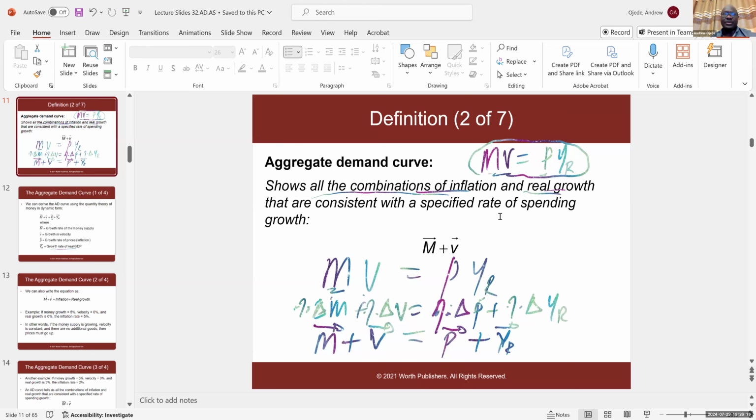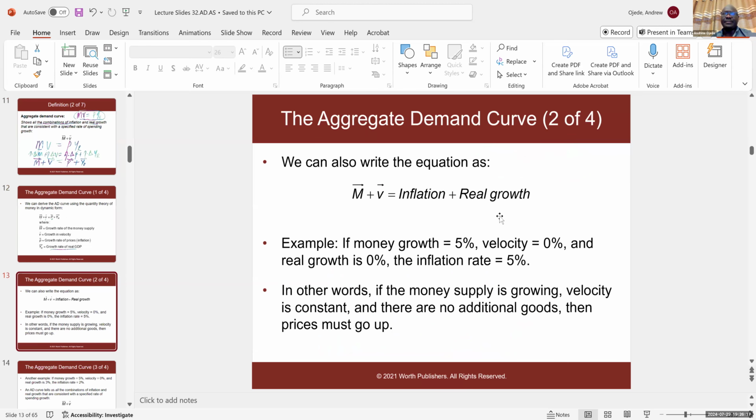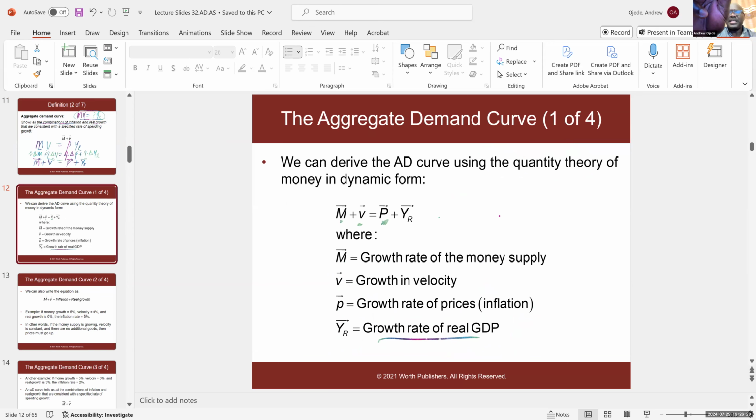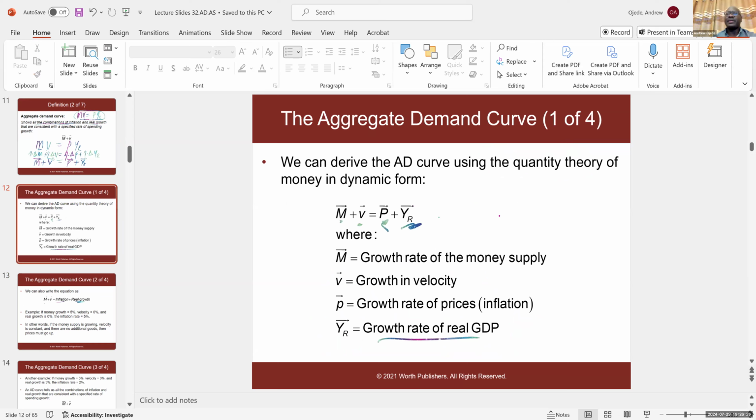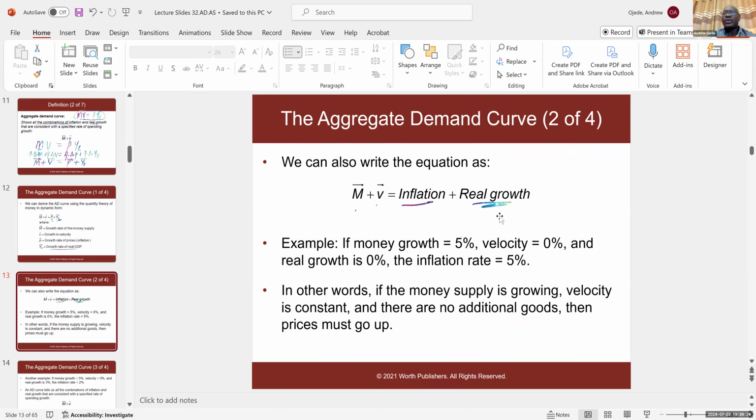So let's talk about that a little bit. We can also write the equation as follows, because P stands for the price level and its growth rate is inflation. The growth rate in M plus the growth in velocity must equal inflation plus real growth, where real growth is the growth rate in real GDP. We're just rewriting it, acknowledging that the percentage change in the price level is nothing but inflation.